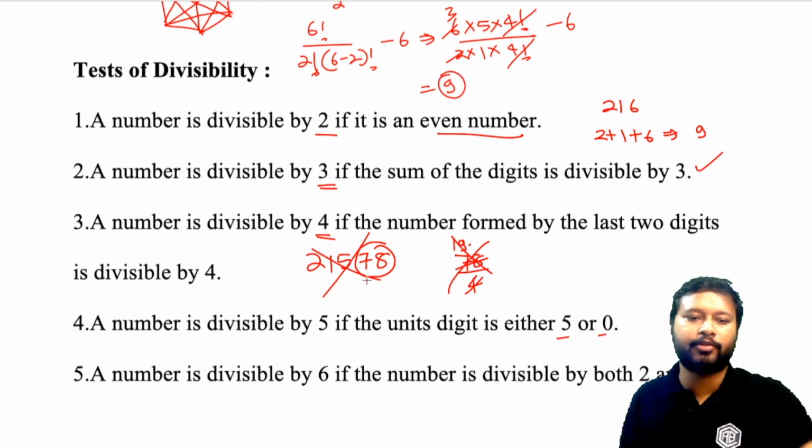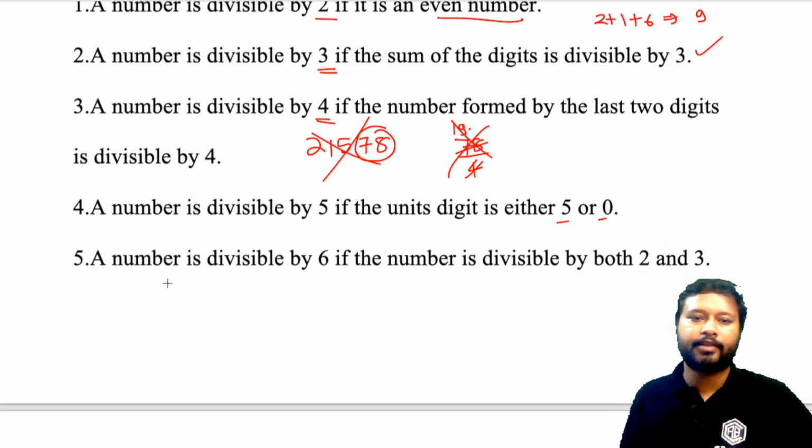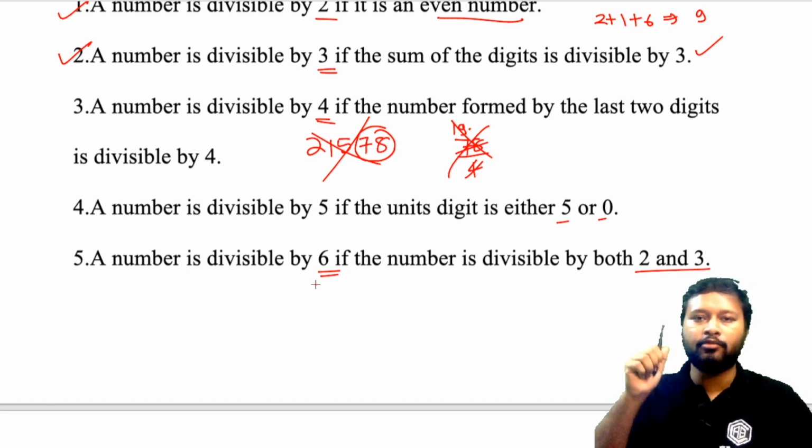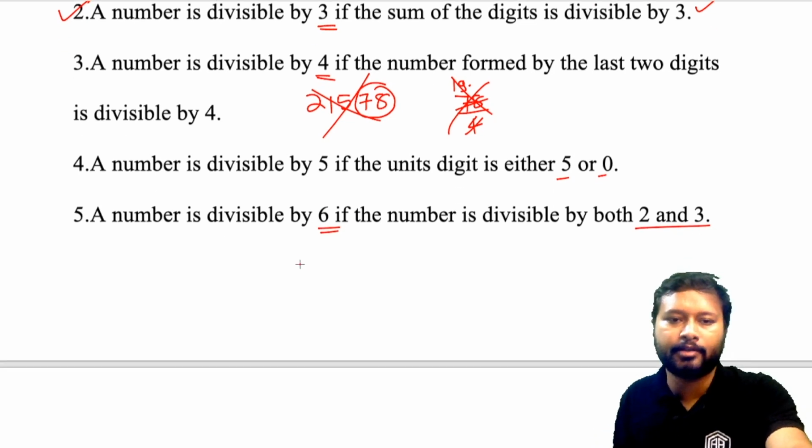If it ends with 5 or 0, it is divisible by 5. Next, if a number is divisible by 6 or not: if the number is divisible by 2 and 3 both, then only it will be divisible by 6. Not just by 2, not just by 3, it has to be divisible by 2 as well as by 3, by both of them, then only it will be divisible by 6.